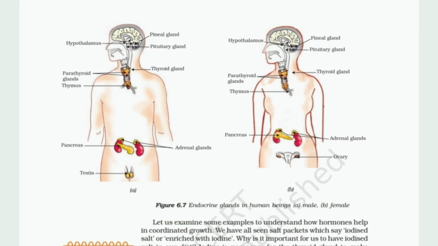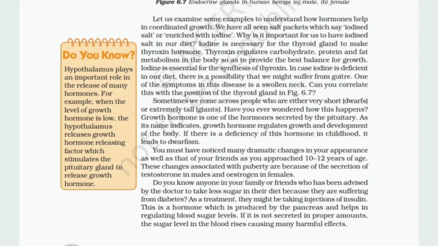We have all seen salt packets which say iodized salt or enriched with iodine. Why is it important for us to have iodized salt in our diet? Iodine is necessary for the thyroid gland to make thyroxine hormone. Thyroxine regulates carbohydrate, protein, and fat metabolism in the body so as to provide the best balance for growth. Iodine is essential for the synthesis of thyroxine.